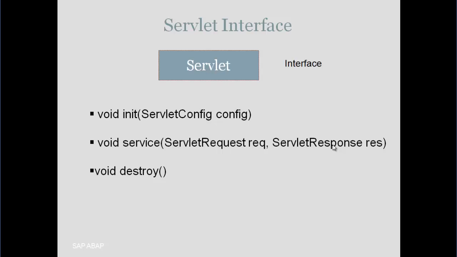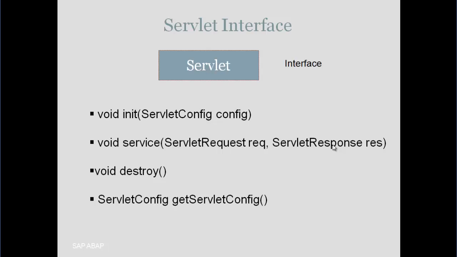Then we have the destroy method. So once the servlet is initialized using the init method and the request is serviced using the service method, the destroy method is invoked. Remember, the init and destroy methods are called only once, but the service method is called for every single request. It means if a user gives, suppose, 10 requests, the service method will be called 10 times, but init and destroy will be called only once.